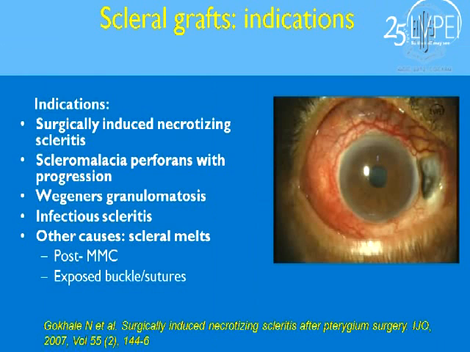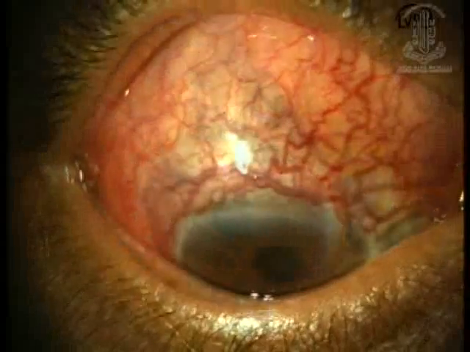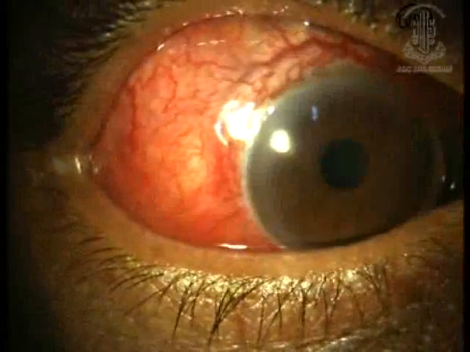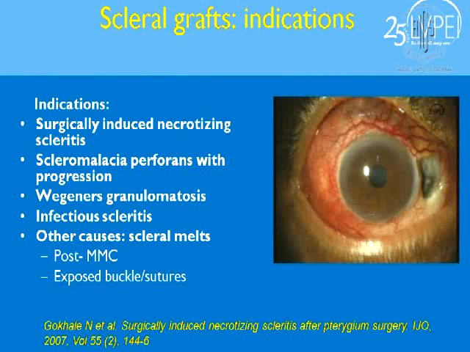You really need a scleral patch graft in cases where there is tectonic threat to the eye. For example, in cases of surgically induced necrotizing scleritis like this patient here, who underwent pterygium surgery and has a punched out defect. There's diffuse scleral inflammation all over. In addition, patients with scleromalacia perforans, where there could be progression and breakdown of the epithelium, patients with Wegener's granulomatosis, and also cases of infectious scleritis. The expanded indications that I mentioned earlier would include scleral melts, perhaps following mitomycin C after pterygium surgery, and you might have exposed buckle, suture, and other causes for scleral melt.